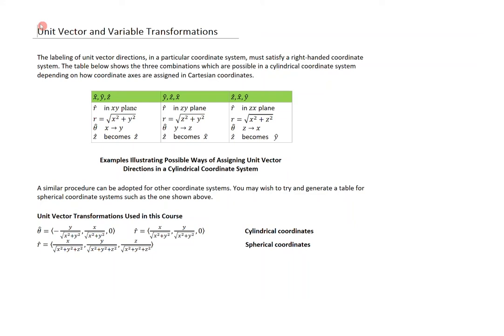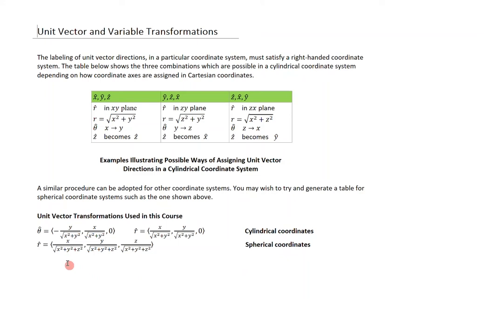Anyways, in this course, the only transformations that we'll be using are the ones shown below. That is, we've got theta hat. In this case, I'm assuming that we're dealing with conventional r and theta being in the xy plane. So this is what theta hat would look like, and this is what r hat would look like if we're dealing with cylindrical coordinates.